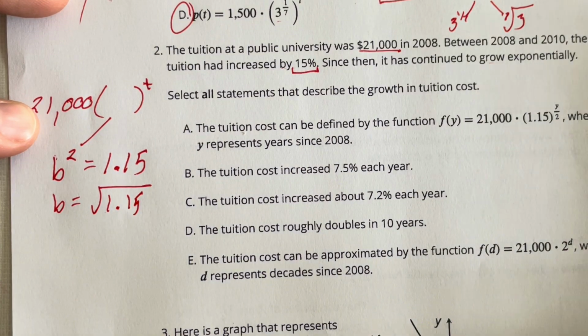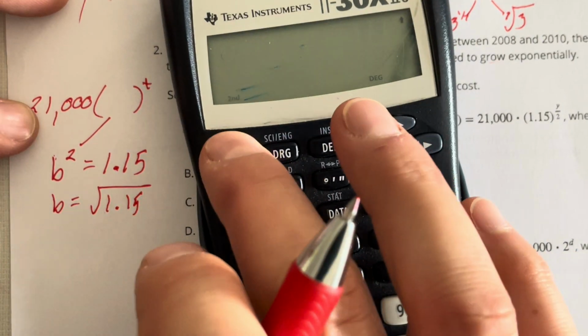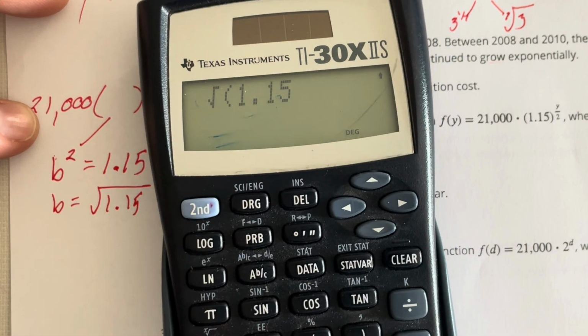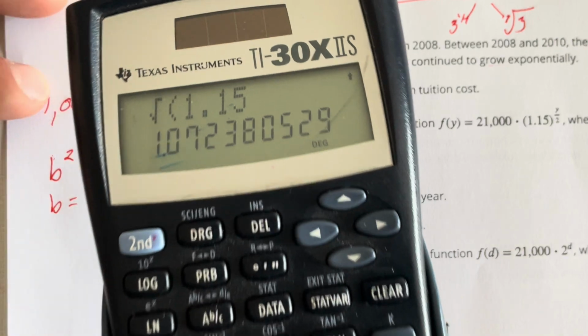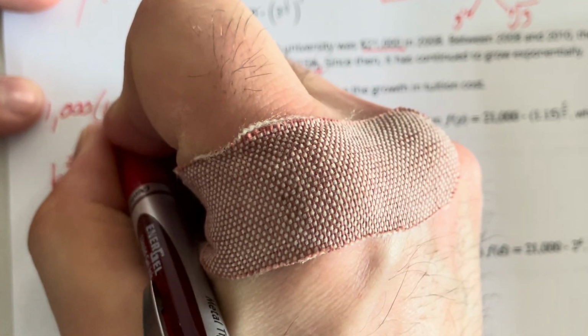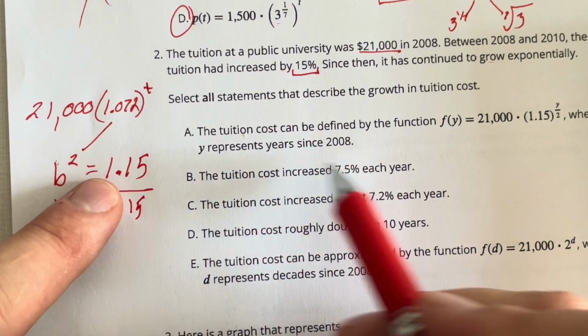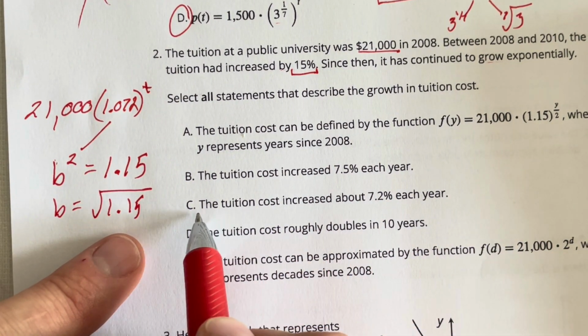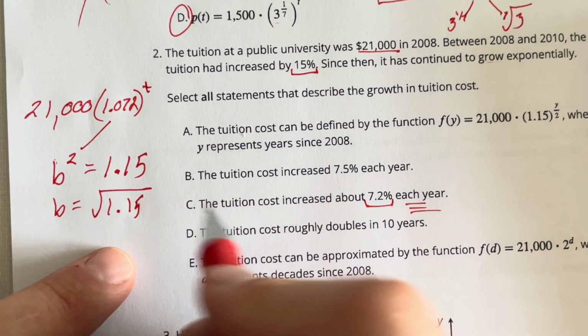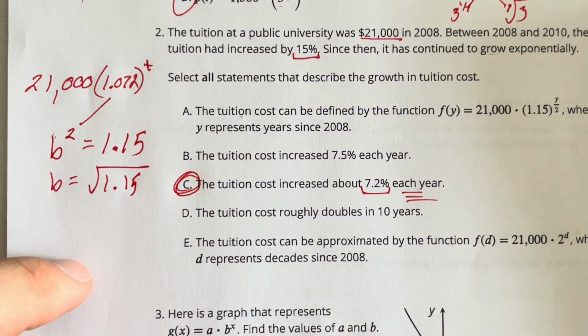That's relatively nice. So we get our calculator and we type in square root of 1.15, 15% increase, and we get a 7.2% increase, 1.072. Now we're looking at that. The tuition increased by about 7.2% each year. That one is correct. Yep.